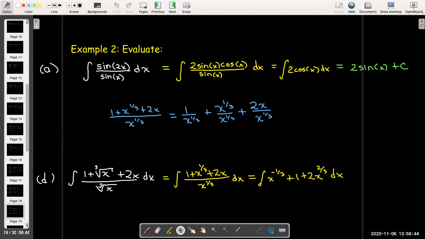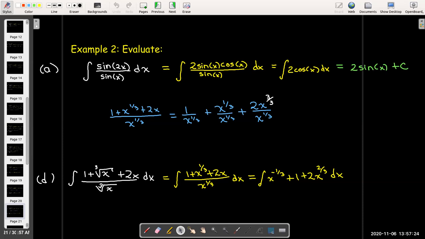So let's take the time to do that carefully. I'm going to have three divisions performed here. When I have 1 over x to the power of 1/3, I can write that as a power of x with a negative exponent. And when I have x to the 1/3 over x to the 1/3, a number divided by itself is 1. And so 2x over x to the 1/3, well, x is the same as x to the power of 1, which is the same as x to the power of 3 over 3.